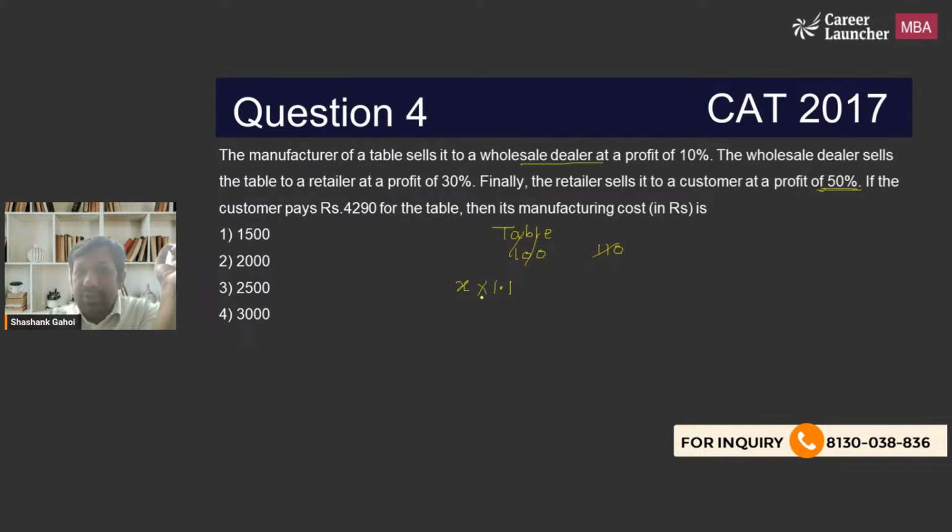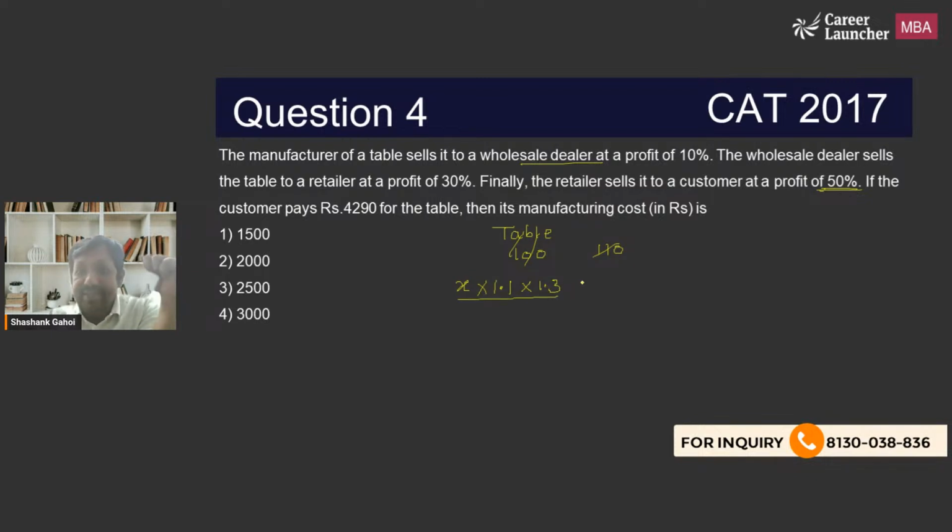So this is the cost price of the wholesale dealer. The wholesale dealer sells it to the retailer at a profit of 30%. So what is the selling price? That is into 1.3, right. So this is the selling price of the wholesale dealer and the cost of the retailer. Now this is the cost of the retailer.